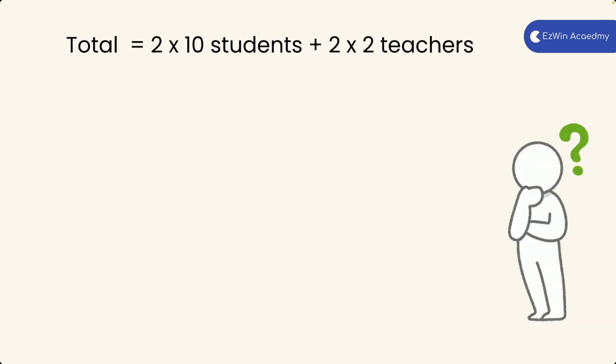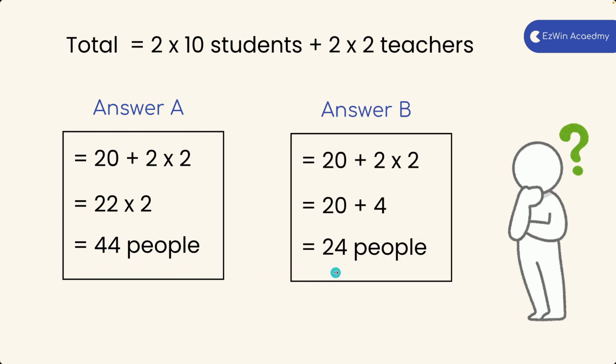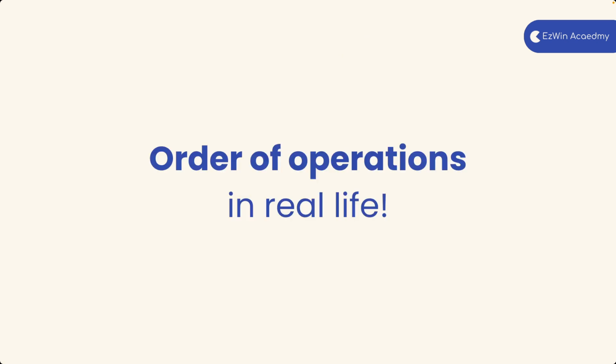So the equation will look something like this, where you have your total equal to 2 times 10 students plus 2 times 2 teachers. So there are two possible answers. Is it answer A, where in total you get 44 people, or B, you have 24 people? If your answer is B, you are right. So the thing is that this is order of operations in real life.